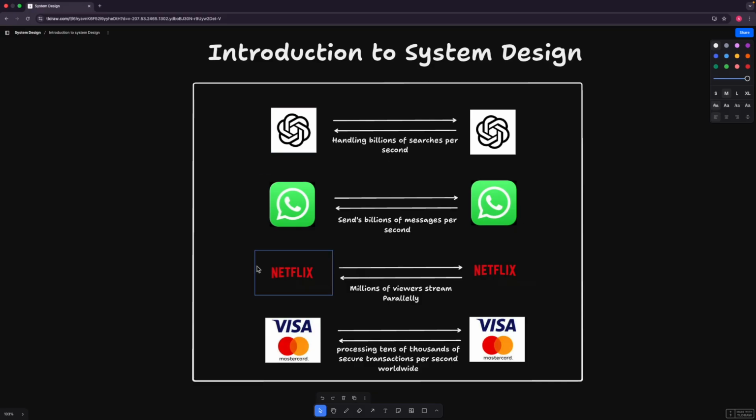We may take a couple of examples like ChatGPT from OpenAI, which is currently being used across the globe, handling billions of queries to get answers from the LLMs. Or we may take the example of WhatsApp, which sends billions of messages per second. Or Netflix, where millions of viewers are streaming in parallel. And we may take the banking systems used by Visa or MasterCard for processing tens of thousands of secure transactions per second.